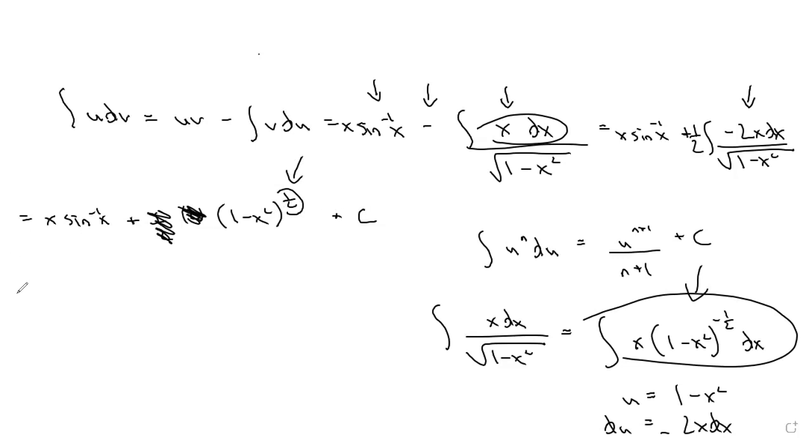So for the final answer, let's rewrite it a tiny bit. Let's just do x sine inverse x. And let's write this part with a square root, because that was what they originally used in the question. So let's just use that. But it doesn't make any difference. And yep, that's everything for that one.